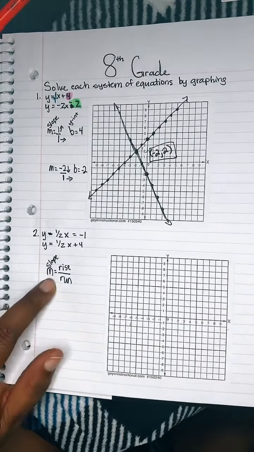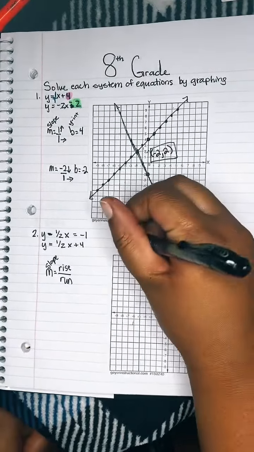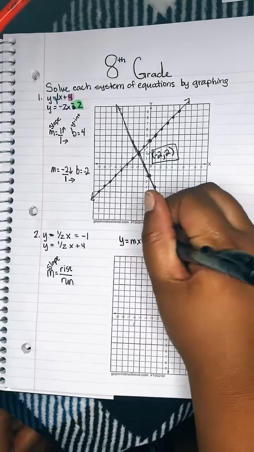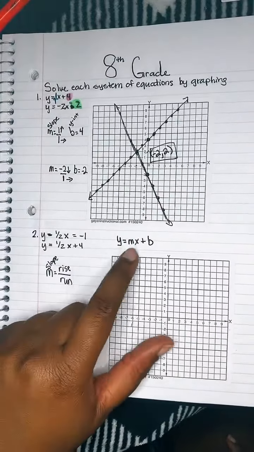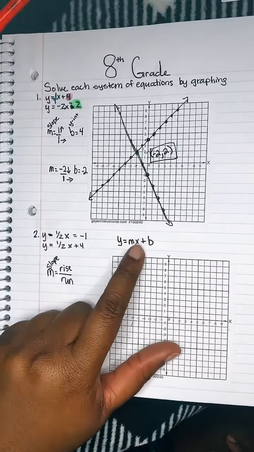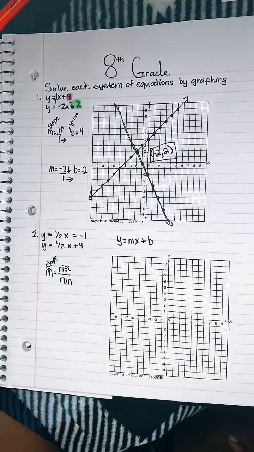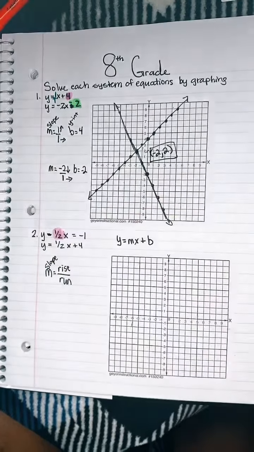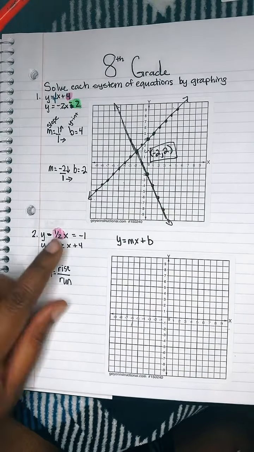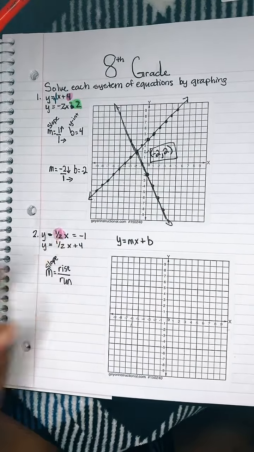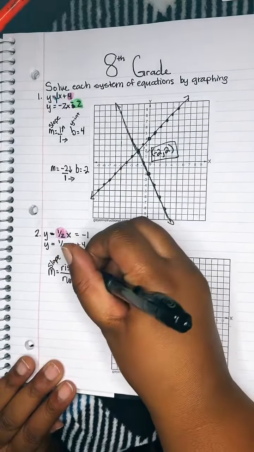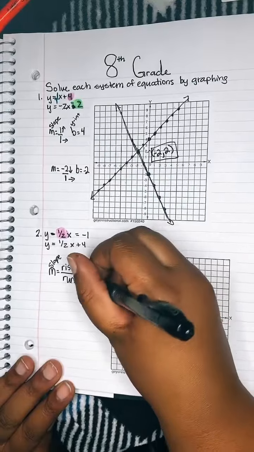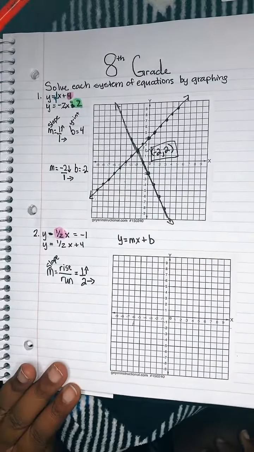Now, remember this M, let's go back to the basics. We have y equals mx plus b. The M is the number that's always attached to the X. So this number right here is my M because it's attached to the X. So my M is going to be 1/2. So I'm rising 1 and I'm running to the positive 2. Okay.